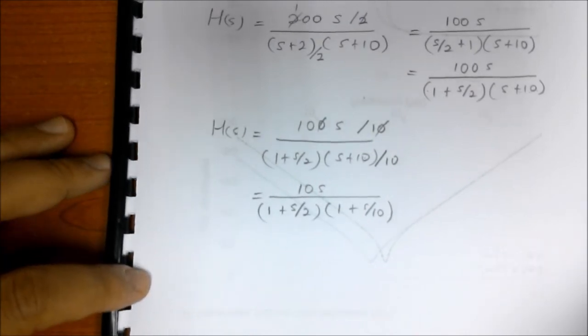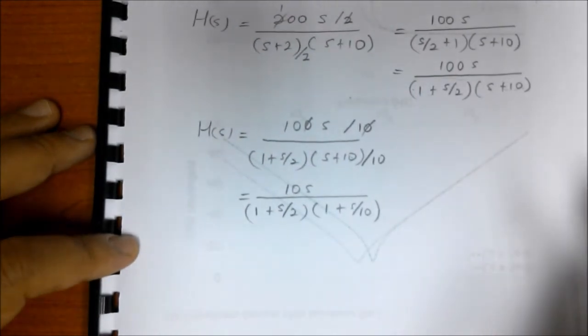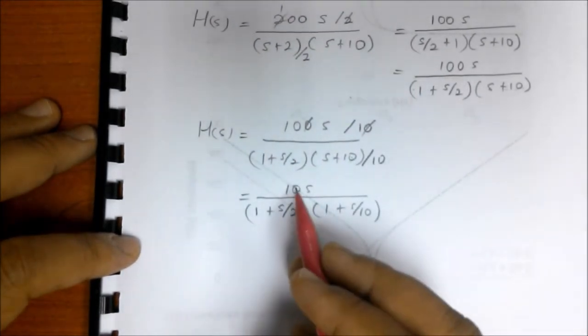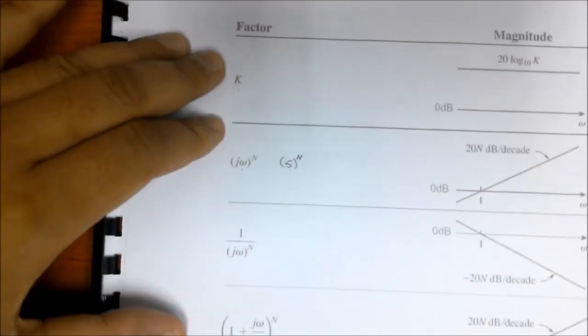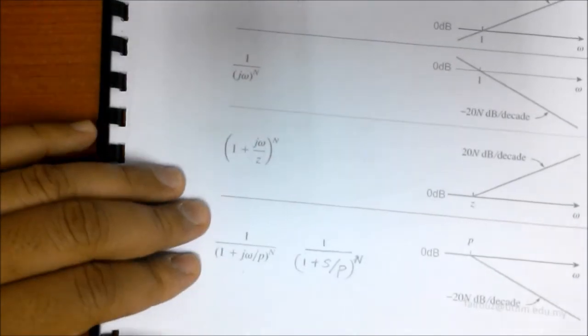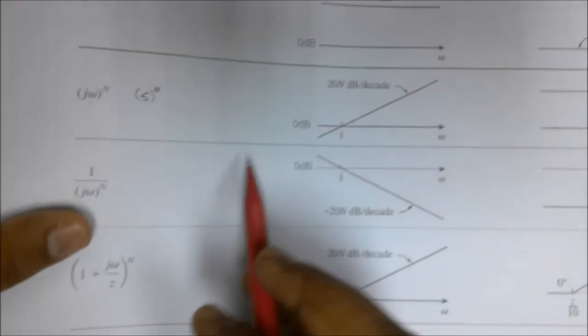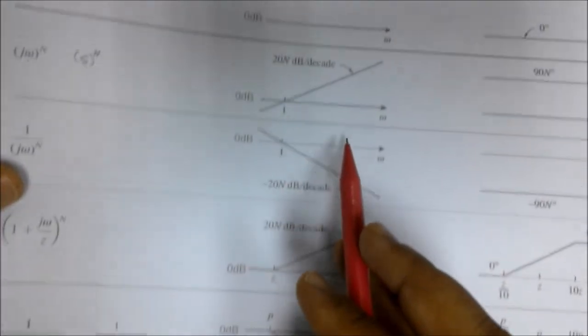Now we have prepared the transfer function with factors that look similar to the factors in the table here. For each of these factors, we can refer to the magnitude plot here and draw in the magnitude plot and the phase plot as well.